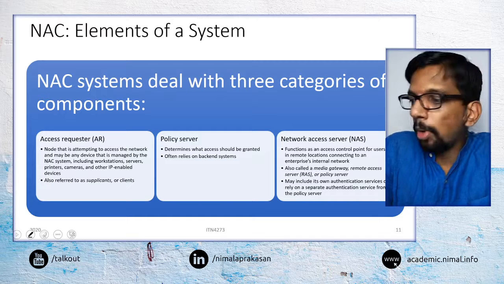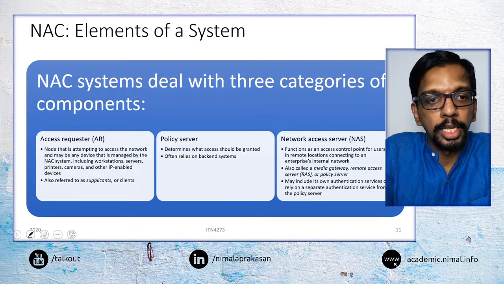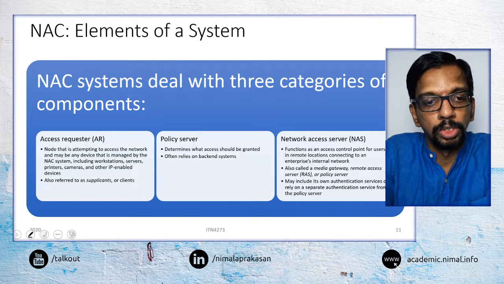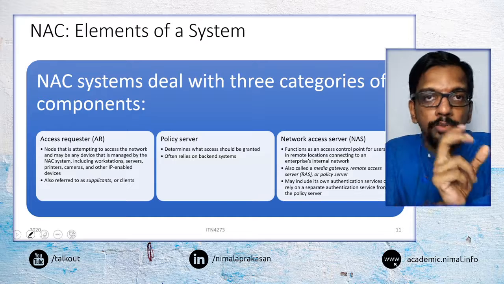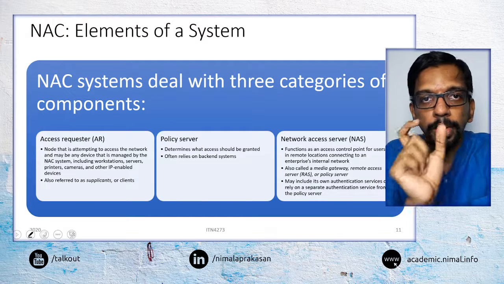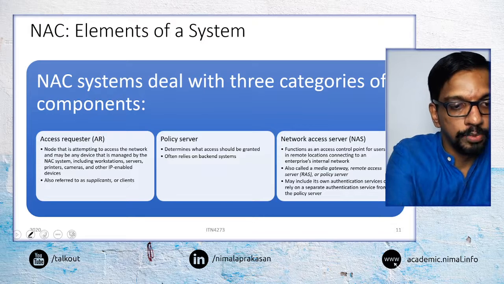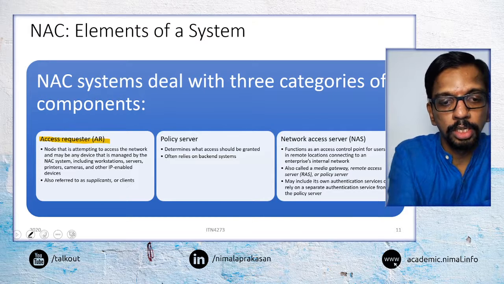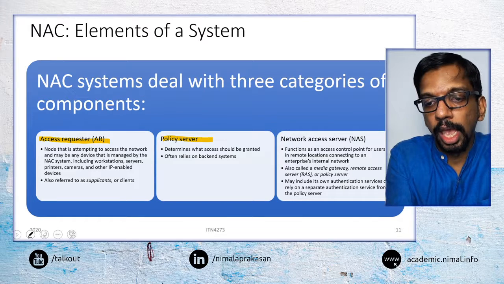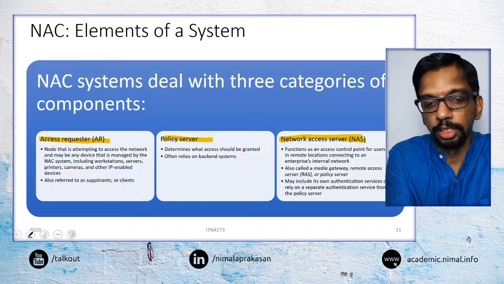So when we think about a typical NAC system, or a network access control system, we can identify three major categories or three major components of such a system. The first one is an access requester, then a policy server, and a network access server.